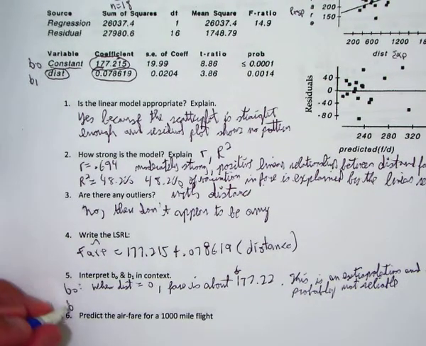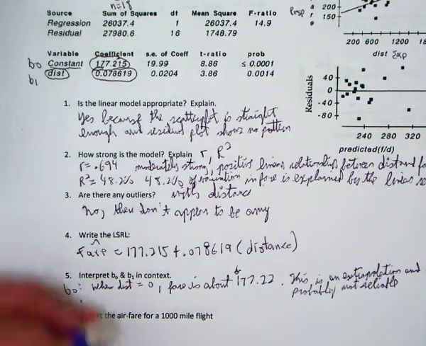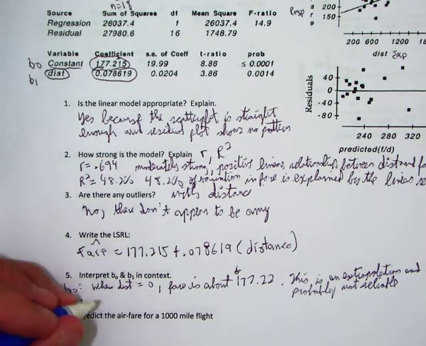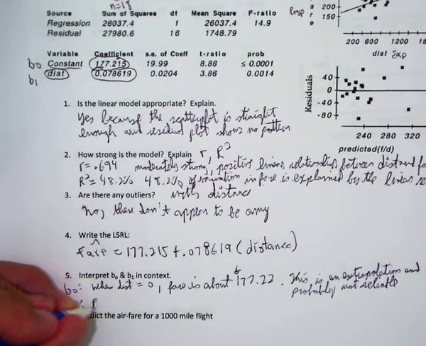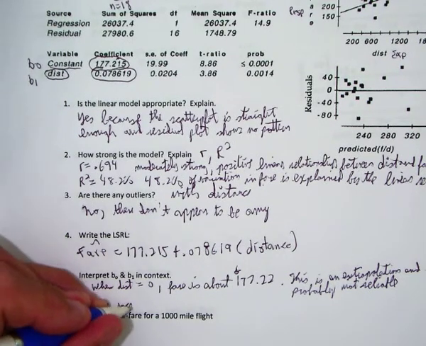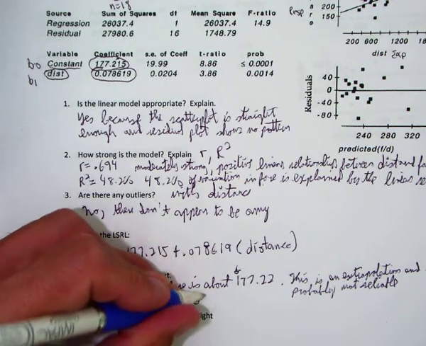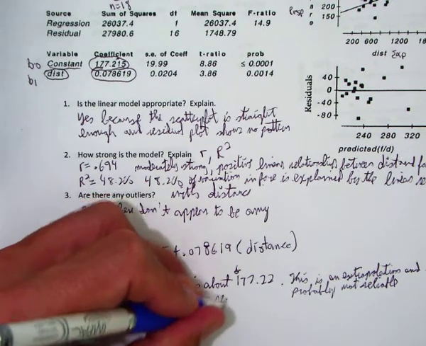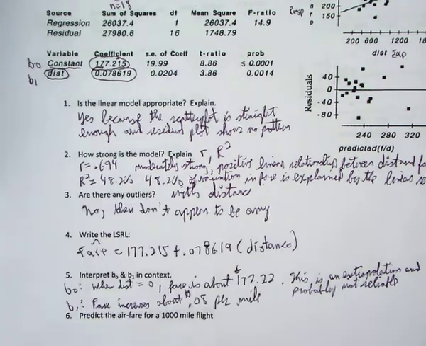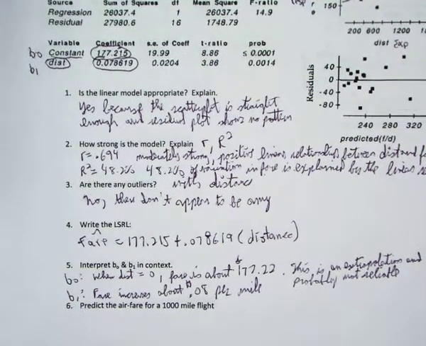But the slope, 0.078, so I want to say 0.079. It's basically that fare increases about 8 cents per mile. So for each mile that you fly, it costs you about 8 cents more.